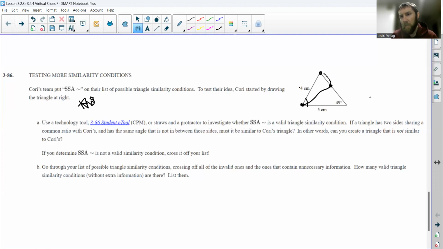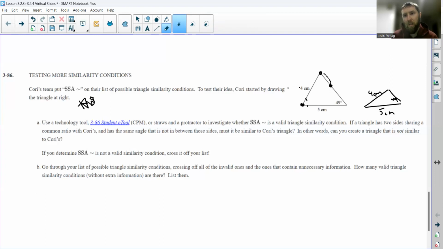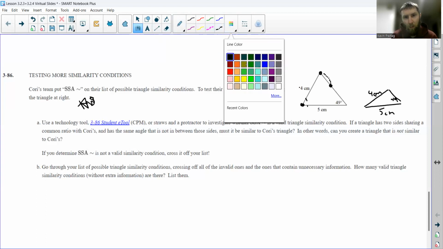But what that can show is that now I have this triangle. I have a 5-centimeter side, I have a 4-centimeter side, and then I have here still a 49-degree angle. So 49 degrees, 4 centimeters, and 5 centimeters. But what that should convince you of, I hope, is that these two triangles that I drew are certainly not similar to each other. I know it because look at this angle here, which maybe I'll do in blue.